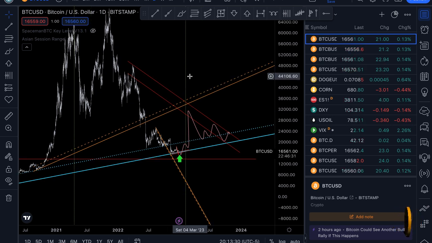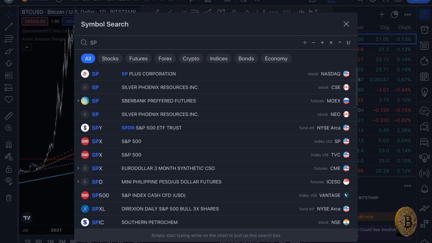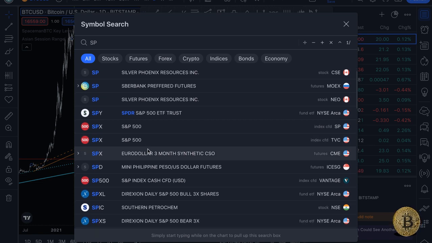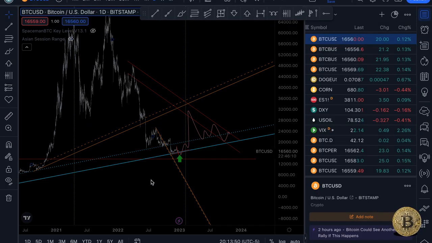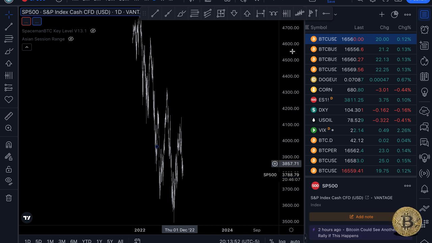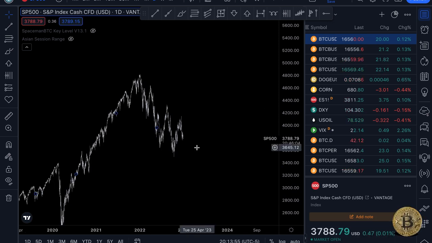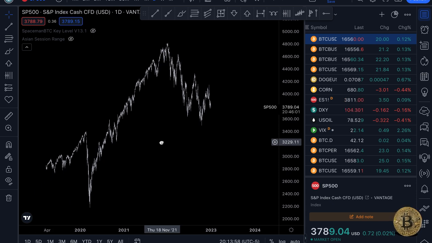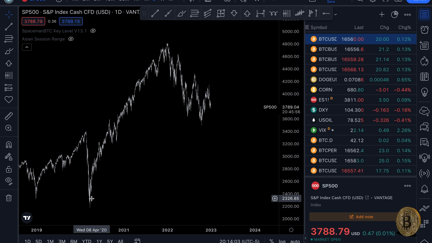But let's go over some more charts and we'll see if we can find similar confluence in other markets. So I'll come up here and look at the S&P 500. Let's see if we can use this one here. Nice clean chart. All right, so let's do the same thing again. We will find the COVID dump right here.